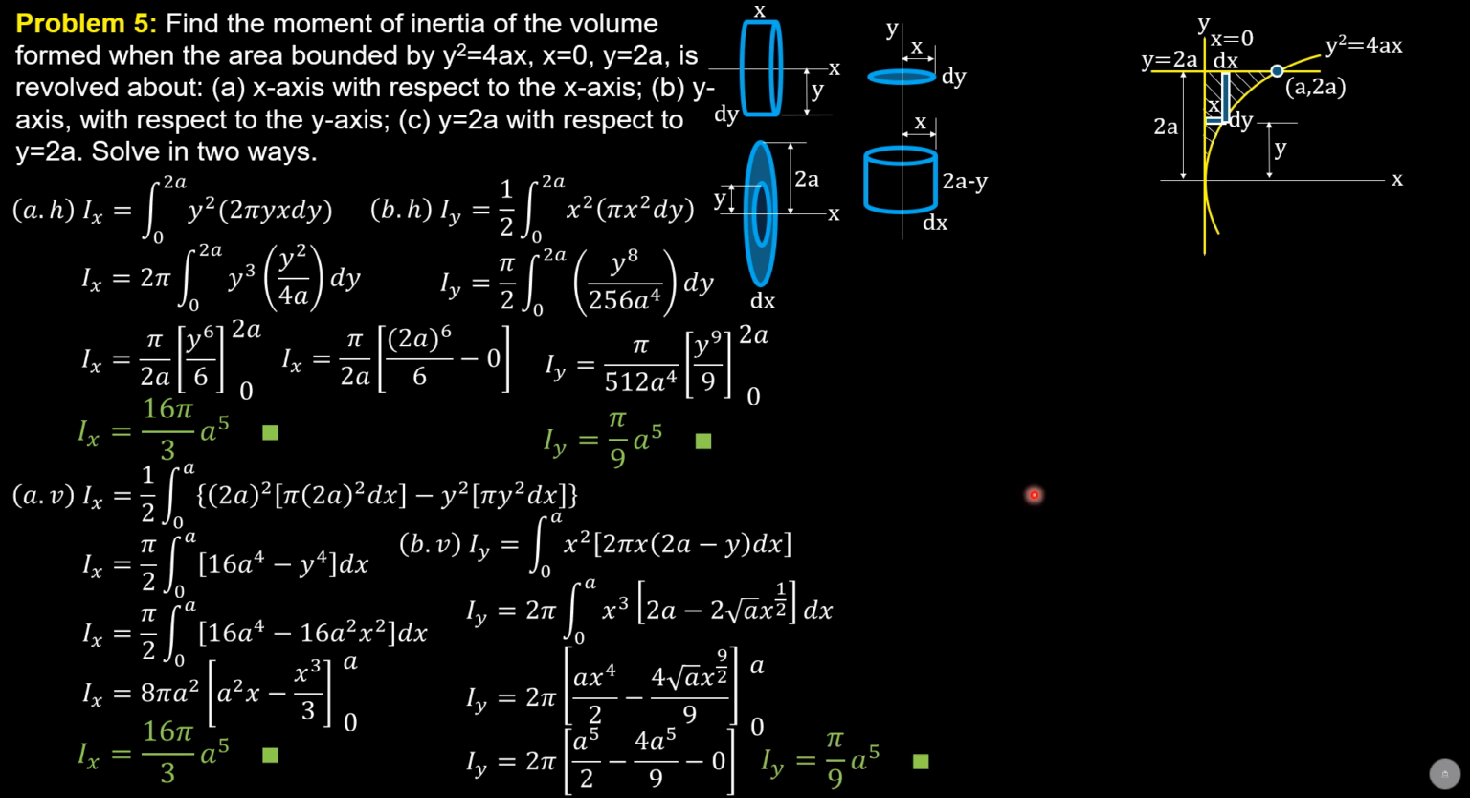Then third, with respect to the line y equals 2a, so if we have a horizontal strip revolved about that horizontal line, then this will be the generated differential element, which is a cylindrical shell. Then this is the axis y equals 2a. The length of this strip is 2a minus y, that's the radius.